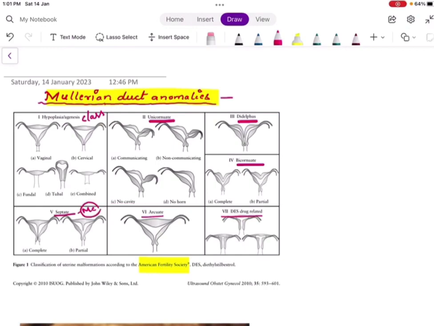Here I'm not going to tell about each of these classes in detail, but we will discuss this in subsequent time. Here just know about this DES drug related. Actually, what happens when the pregnant woman is exposed to DES, that is diethylstilbestrol drug, in the first trimester, then the offspring of this woman suffers from an exposed uterus.